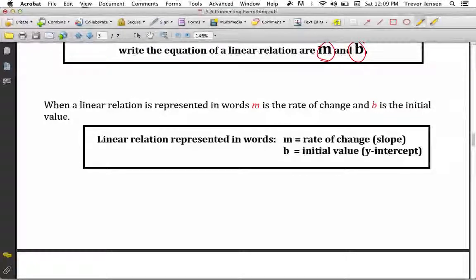When a linear relation is represented in words, we often call m our rate of change, and we call b our initial value. So when we're talking about word problems, usually m will be your rate of change, or sometimes it'll be called your variable cost. And b is going to be your initial value, or sometimes your fixed cost when we're talking about money.